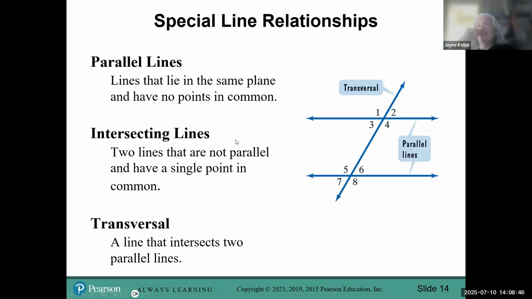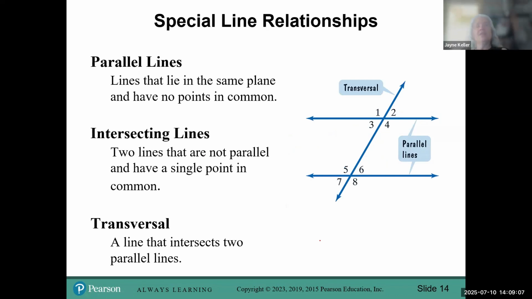And then related to that, another special relationship. Have you seen this before? Yeah. So parallel lines are two lines that are in the same plane and they never meet. So they're always the same distance apart, they'll never meet. And they have to be on the same plane.